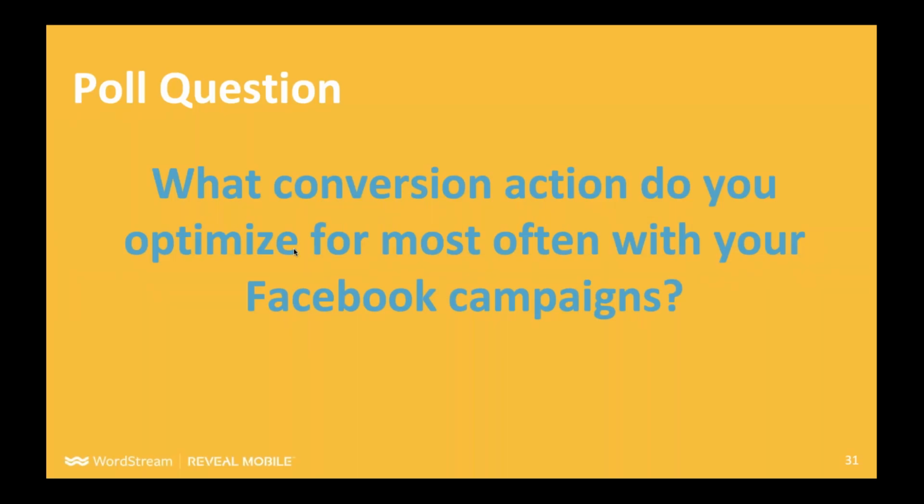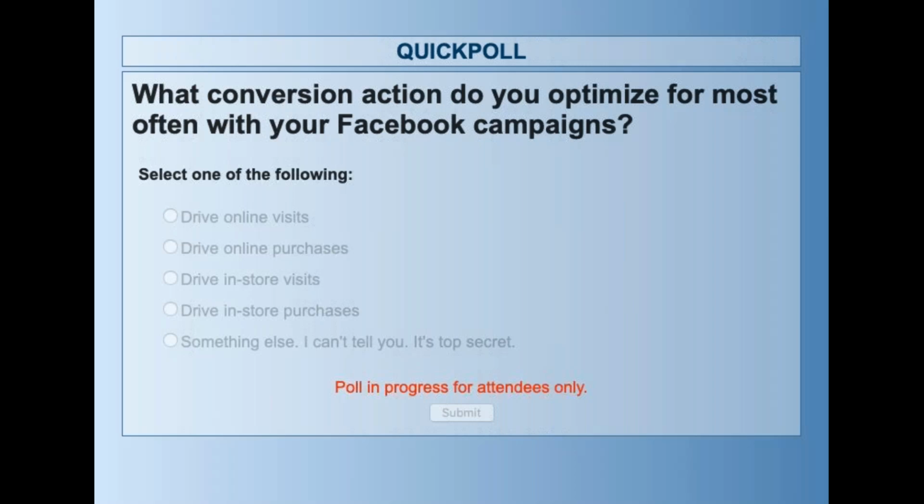So with that, we'd like to get a sense for what kind of conversion action everyone on the webinar today uses to optimize for most with your Facebook campaigns. And just to reiterate, I think I might have confused folks on the webinar earlier. We're using the polls functionality for this question, so don't answer this in the questions box. But let me go ahead and put a poll up for you so you can see what this question looks like and the answers provided. So go ahead and take a second and choose one of the following answers for the type of conversion action you optimize for most often on Facebook.